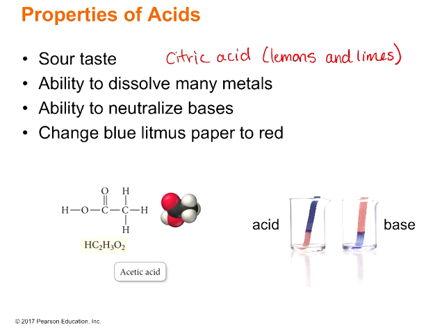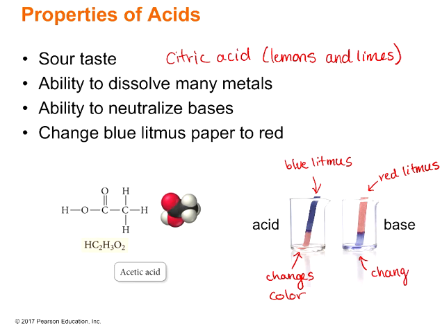So down below, if we were to put blue litmus paper into an acid, we would see that the paper changes color. And the same thing happens with a base. So if you start with red litmus paper and you place that in a basic solution, you can see that it changes color to blue. So kind of a cool property there of acids and bases.